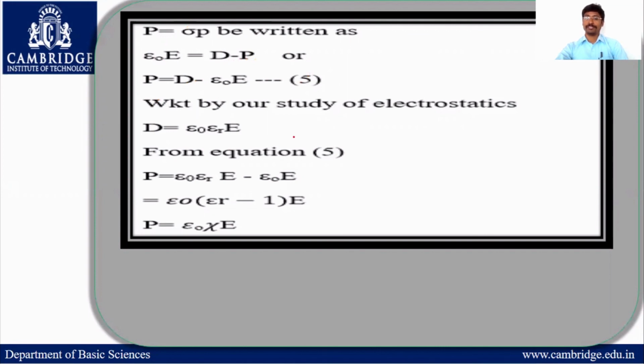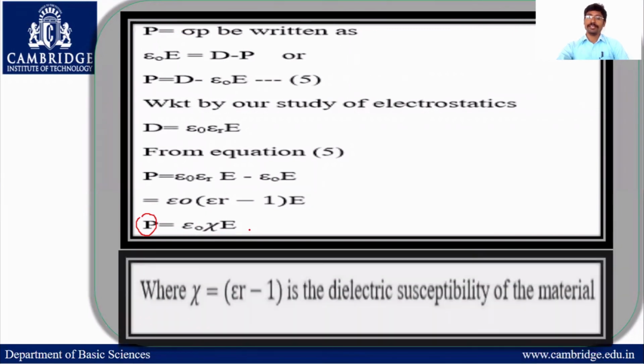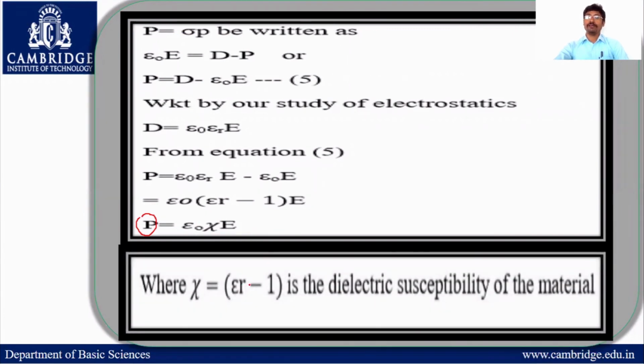We know from the study of electrostatics that D equals epsilon naught epsilon R into E. Now the same equation 5 we write as P equals epsilon naught epsilon R into E minus epsilon naught into E. Now this we can rewrite as epsilon naught into epsilon R minus 1 into E. Here the polarization can be denoted as P equals epsilon naught chi into E. Is it clear now? Here chi is epsilon R minus 1, that is the electric susceptibility of the material.